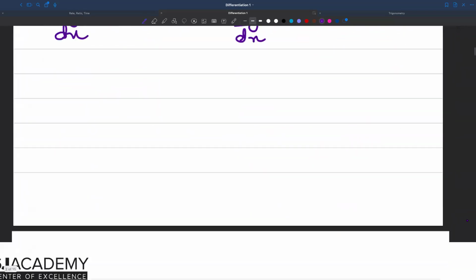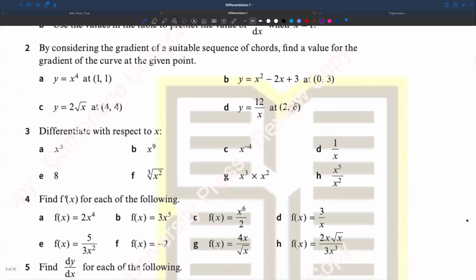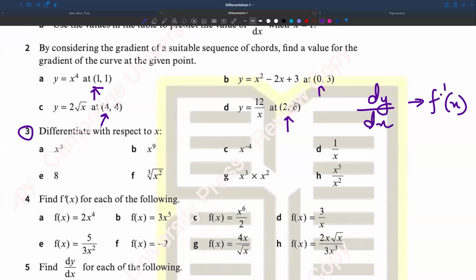That is it. Okay. So your task for right now is, in question number 2, it has just given find the gradient, find a value for the gradient. So once you find dy dx, you will put x equals 1, x equals 0, x equals 2, x equals 4, right? That's all you have to do. And then in question 3, you have to simply differentiate. One other way of writing dy by dx is we write it as f dash of x. This is called derivative of the function. f^-1 means inverse of the function. f dash would mean derivative of the function.